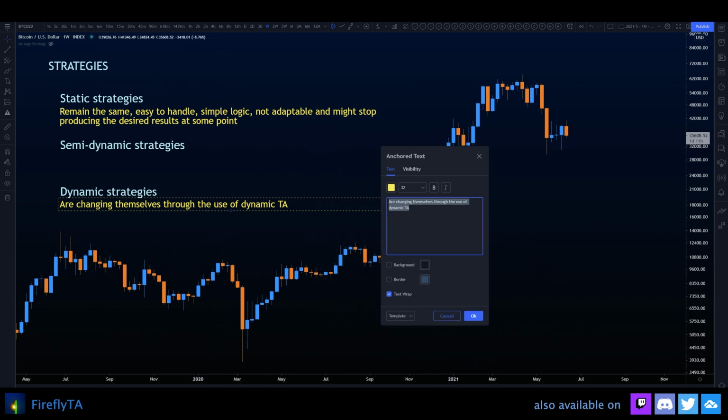And these dynamic strategies are adaptable and could potentially remain effective in all eternity. Of course, it depends on the kind of TA you're using, if it is actually compatible with different markets, for example, bear markets, bull markets, and so on. But in theory, it's possible to make this a strategy that you can use in all eternity. You don't have to touch it anymore because it's working. And it will always work because it's dynamic in itself. However, it's more difficult to build, of course. So they are difficult to build and handle.